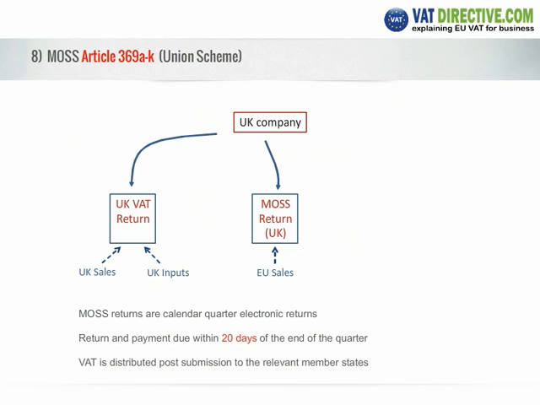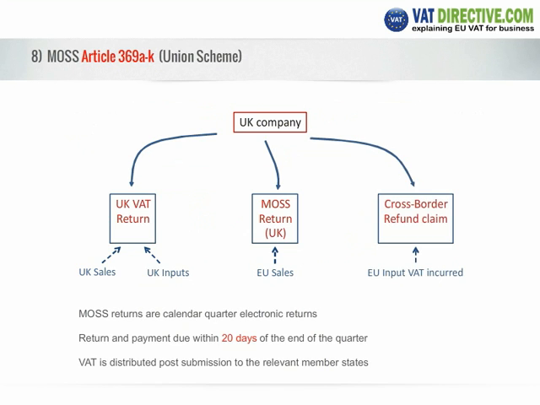The only way you're going to get back the EU VAT incurred is by submitting a cross-border refund claim. Now this is under Article 170 of Directive 2008/9/EC. Now that is just a simple cross-border refund claim submitted via the government portal. So you can see here that UKCo has 3 returns. Definitely a UK return, definitely a MOS return. If they incur some EU VAT and they want to recover it, they've got to submit the cross-border refund claim.